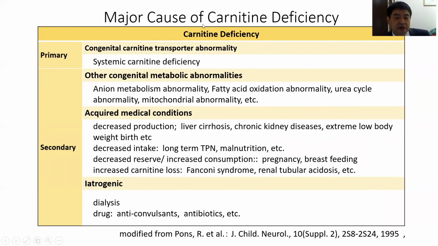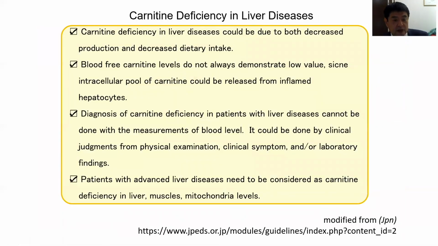The major causes of carnitine deficiency are indicated in these tables. Carnitine deficiency is categorized as primary and secondary. And as you will see here, liver cirrhosis is one of the acquired medical conditions that exhibit carnitine deficiency. One of the cautions listed in the Japanese version of this homepage is that carnitine deficiency in liver disease could be due to both decreased production and decreased dietary intake.